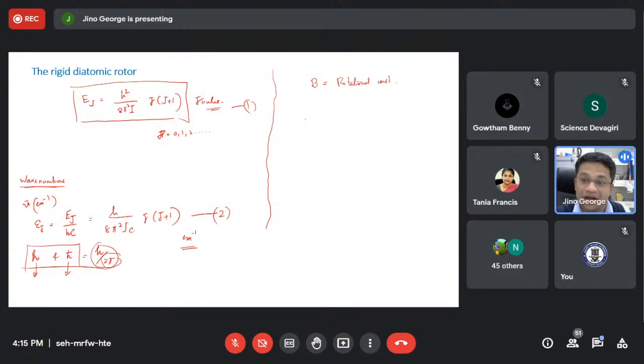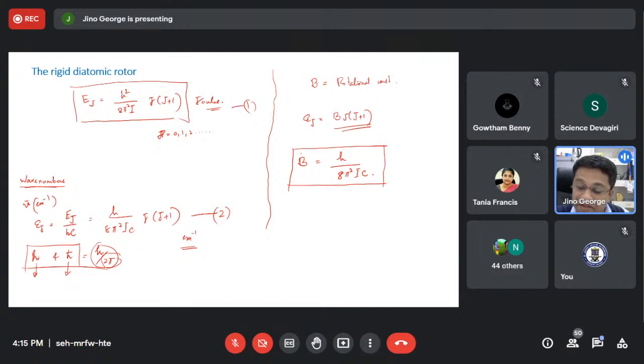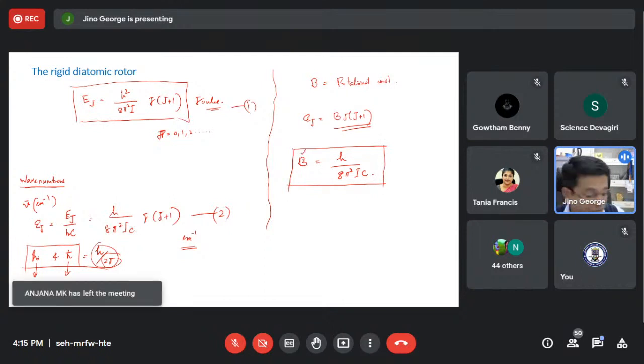This comes here, so I have Ej, which will be equivalent to B into J into J plus 1. B is the rotational constant, and B has a value h by 8 pi square I into C. Now you can think how rotational constant is important. If I measure the rotational constant, which I will show you in the next slide, how to measure rotational constant in a spectrum.